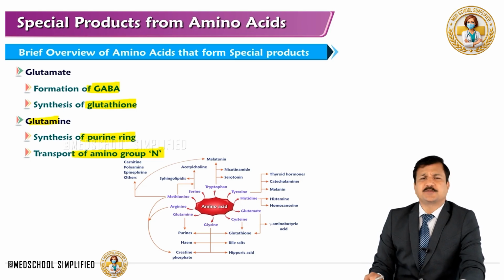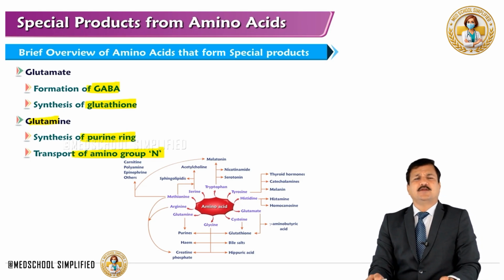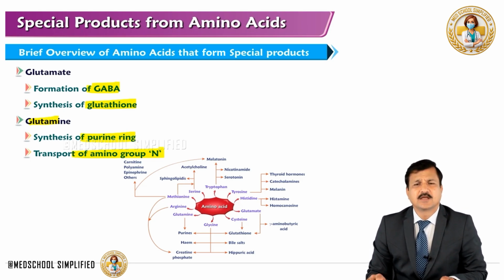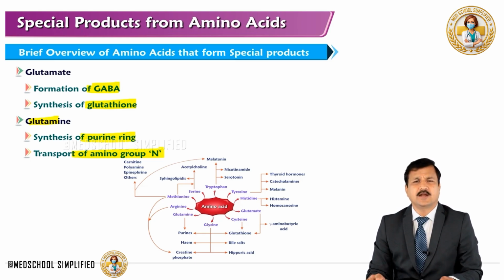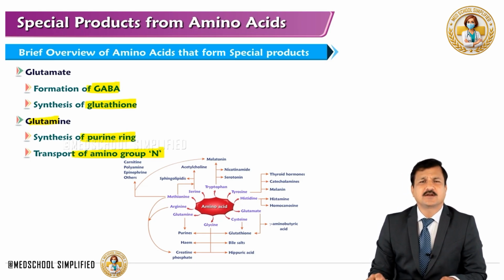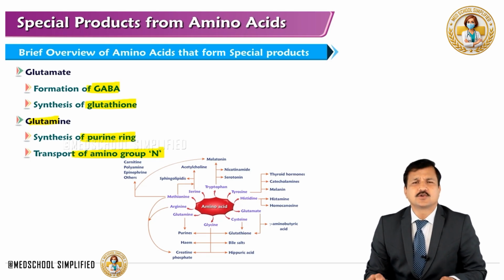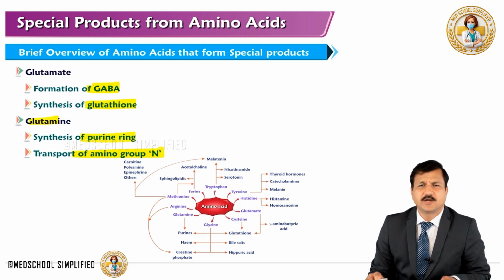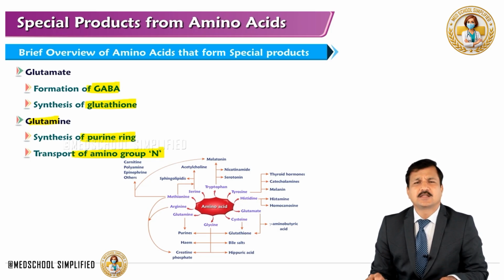So these are all the special products that come from amino acids directly or indirectly. All these amino acids are involved in so many special functions in our body through these molecules, other than their participation in protein synthesis. Thank you.